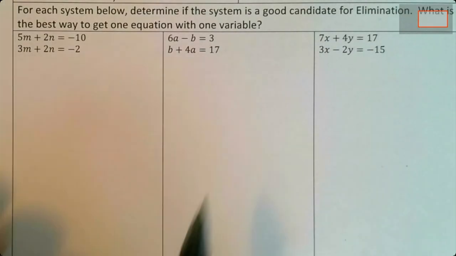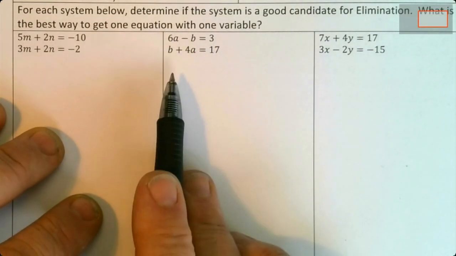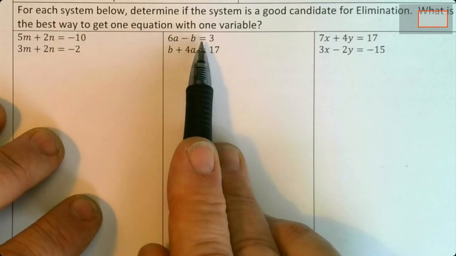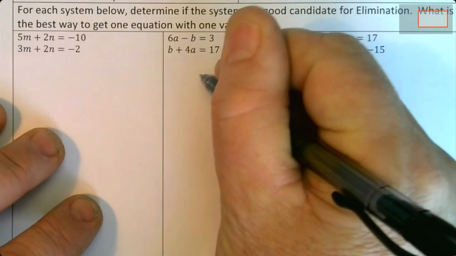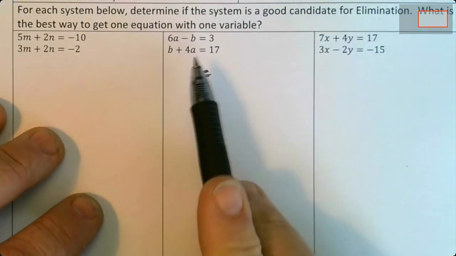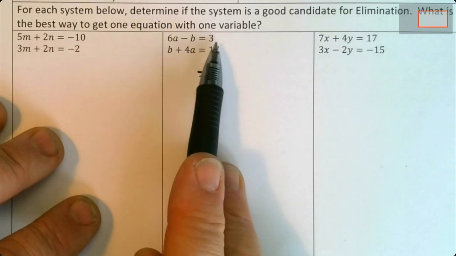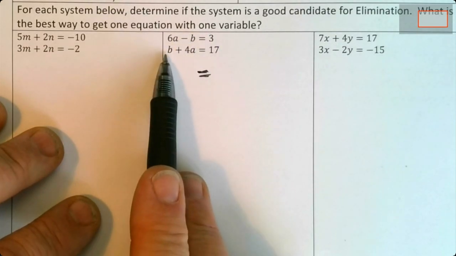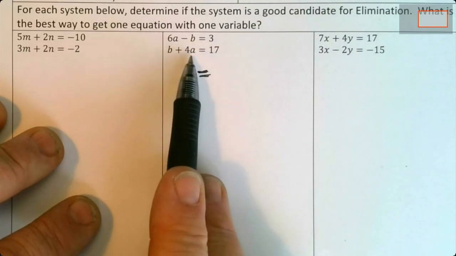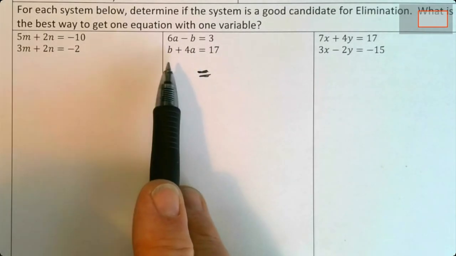Now, I want to start with this middle one because I think it's kind of the easiest to see. If I were to combine equal things with equal things, I get equal things, right? So this first statement tells me that 6a minus b is equal to 3. So these are equal things. The bottom one tells me that b plus 4a is equal to 17. So 17 is equivalent to b plus 4a. So if I take equal things and I add equal things, I get equal things.